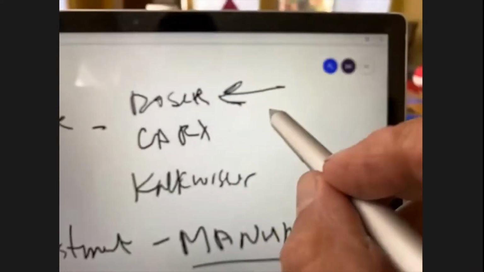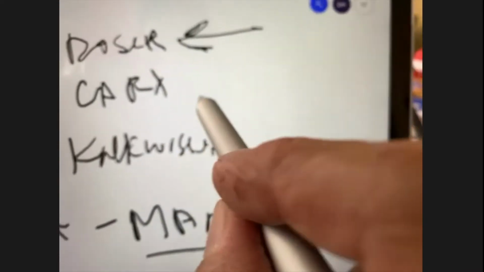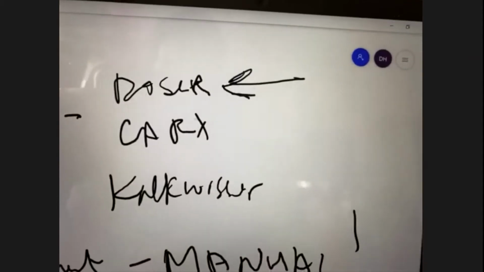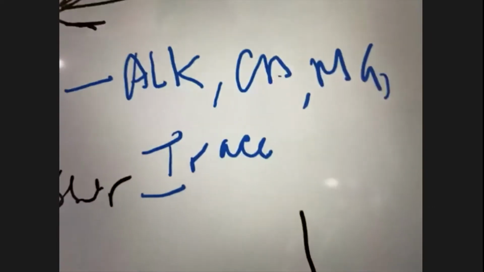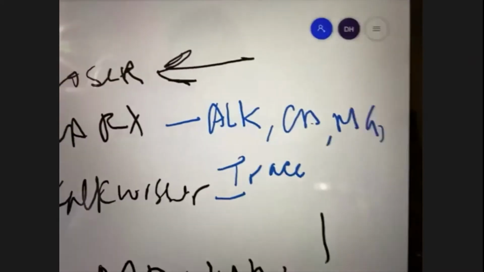Again, any type of adjustment, do it manual. Now, to maintain your alk, you could use a doser, a calcium reactor, or Kalkwasser. When you're using a calcium reactor, you're not only dosing alk, you're also dumping in calcium, magnesium, and all types of trace elements that are not measurable. You don't know how much you're putting in. So I like the doser.